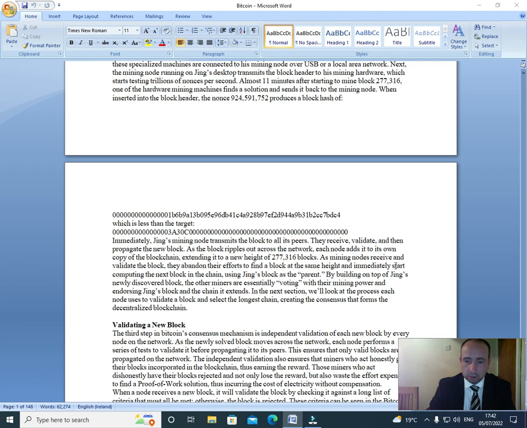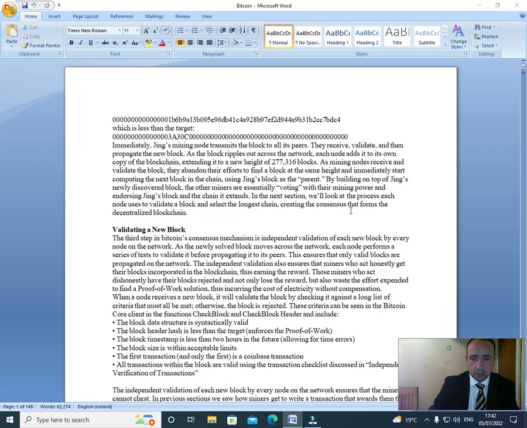As mining nodes receive and validate the block, they abandon their efforts to find a block at the same height and immediately start computing the next block in the chain using Jing's block as the parent. By building on top of Jing's newly discovered block, the other miners are essentially voting with their mining power and endorsing Jing's block and the chain it extends. In the next section, we'll look at the process each node uses to validate the block and select the longest chain, creating the consensus that forms the decentralized blockchain.